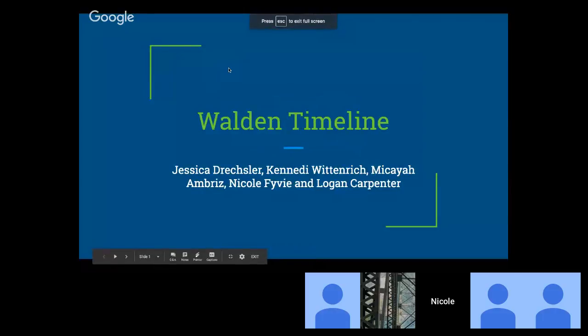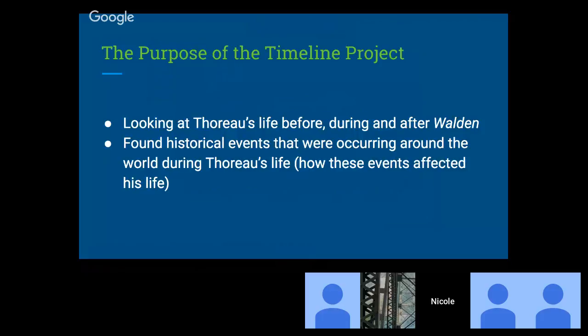Okay, so we did ours on a timeline. It's very straightforward. It's a Walden timeline, so it goes through the process that Thoreau went through to write Walden. So we focused on before, during, and after the publication. Like she said, the purpose was to look at his life, not just while he was at Walden Pond, but before and after.